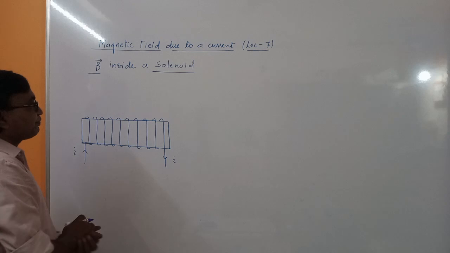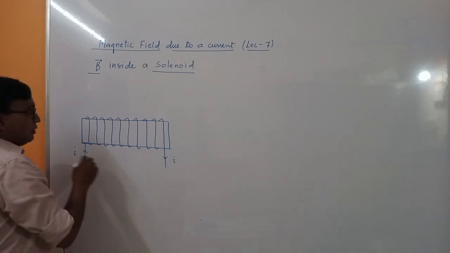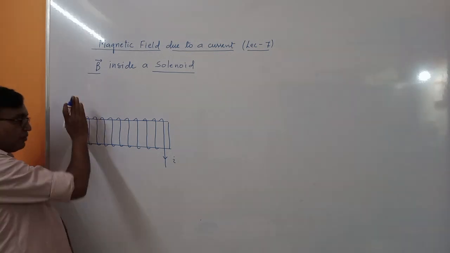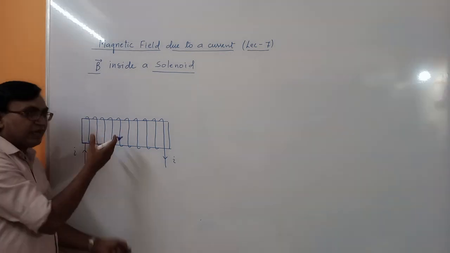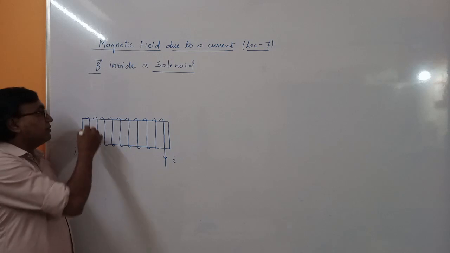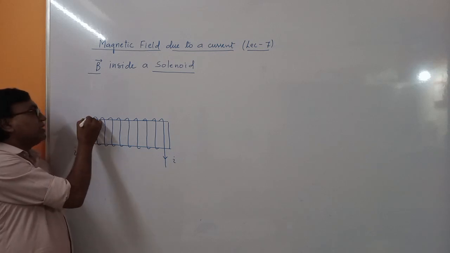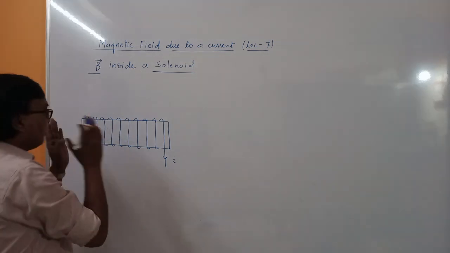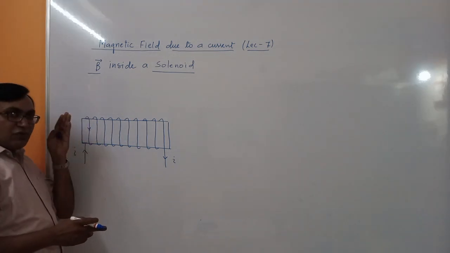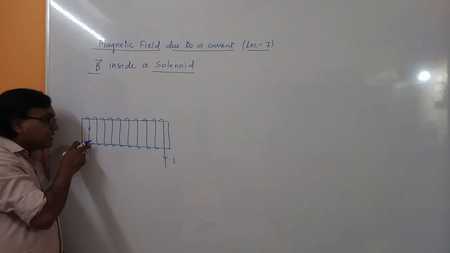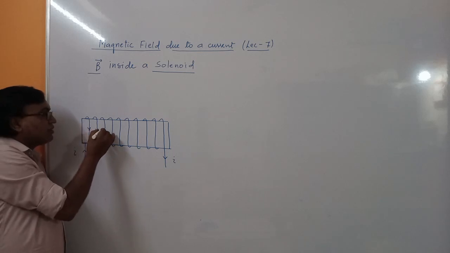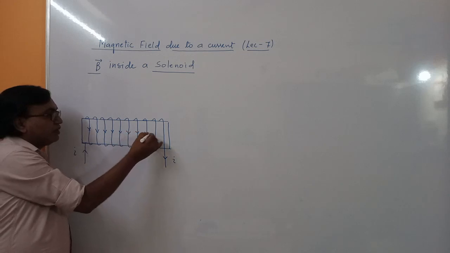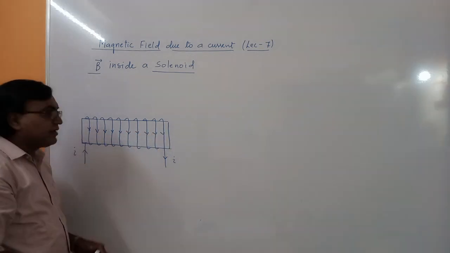So now the magnetic field. Here current enters from behind this solenoid and comes out here. So at this point current is coming out. If you see the front view, the current will be coming out from here and entering at this point. So this is the direction of current. Then we can find out the direction of magnetic field.